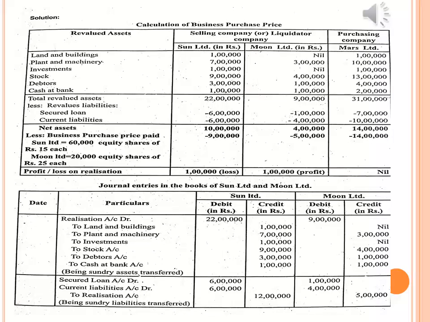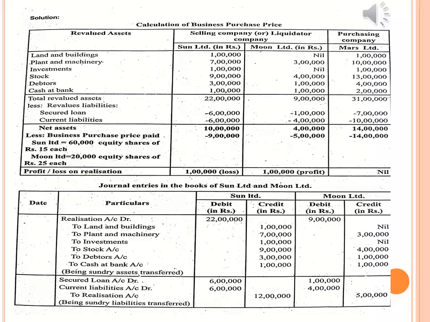The journal entries in the books of Sun and Moon Limited. First, we need to transfer all the assets to the realization account. That is the rule: debit all the expenditure and losses. This is the general rule for any nominal account. Here we are going to transfer the assets. Assets are all debit balances, so we credit the assets and debit the realization account. That is the journal entry for transferring the assets.